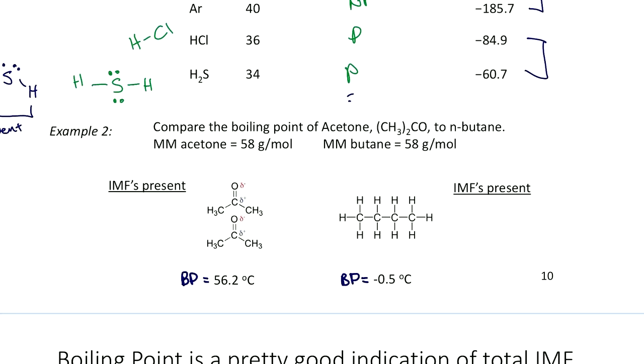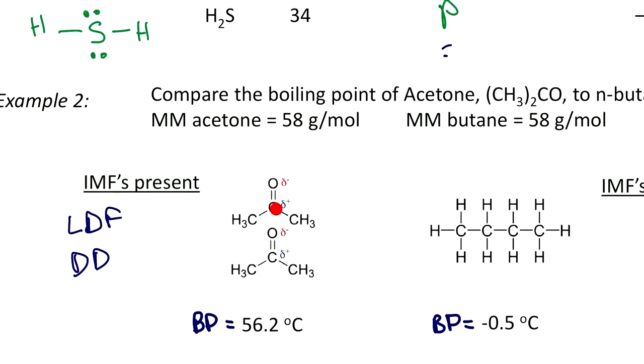So if we think about the IMFs that are present in an acetone molecule, it will have London dispersion because all matter has London dispersion. But what other IMF is present in this acetone molecule? And I try to make it obvious in the picture. It also has dipole-dipole attractions, because we have this oxygen that's messing up the symmetry. We have partial negative and positive on this molecule.